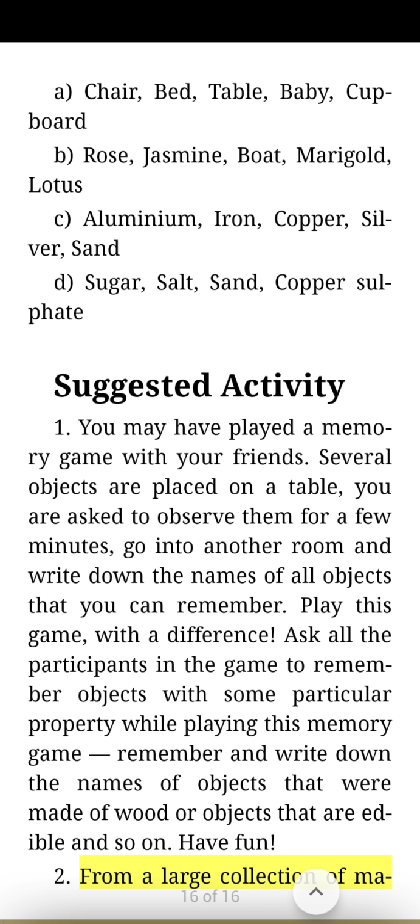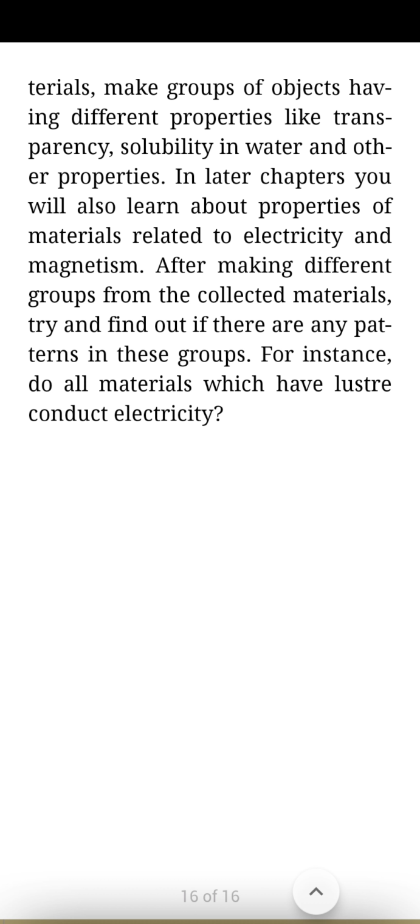From a large collection of materials, make groups of objects having different properties like transparency, solubility in water and other properties. In later chapters, you will also learn about properties of materials related to electricity and magnetism. After making different groups from the collected materials, try and find out if there are any patterns in these groups. For instance, do all materials which have luster conduct electricity?